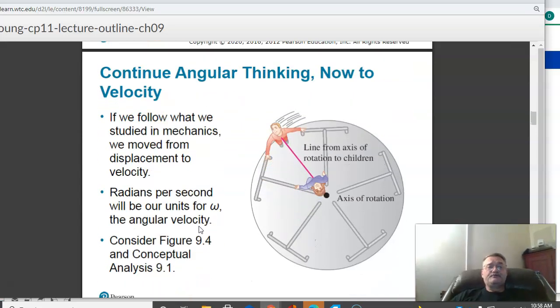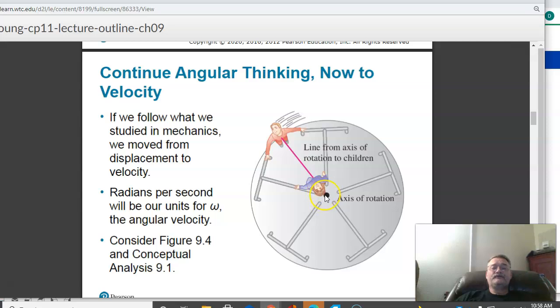Looking at it from a conceptual standpoint, a merry-go-round is a good example of the comparison between a linear speed versus an angular speed or velocity. I used to use a record player, or a record on a record player, but that doesn't seem to be as commonly understood by these more recent generations.